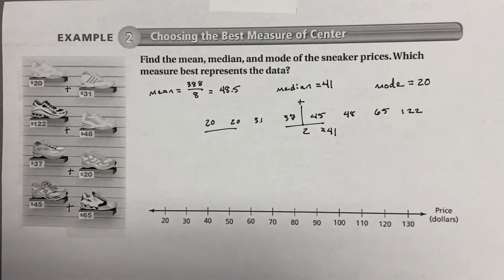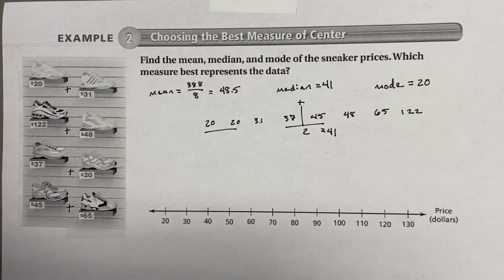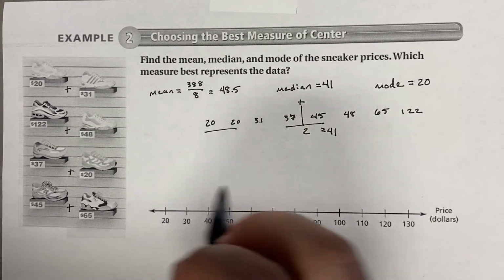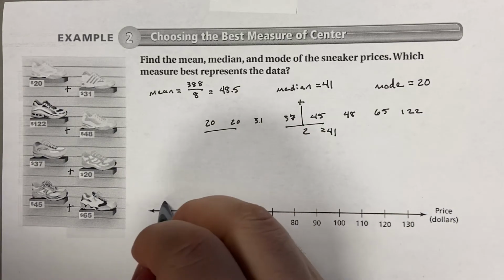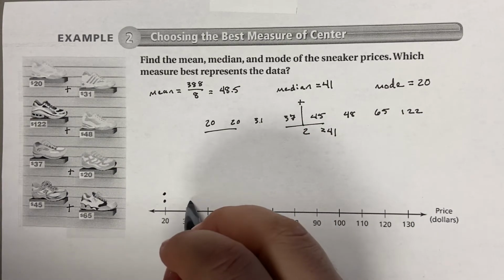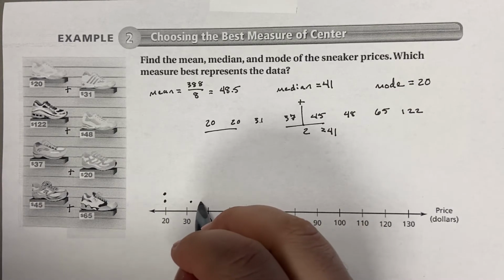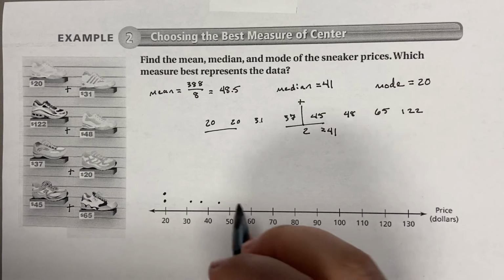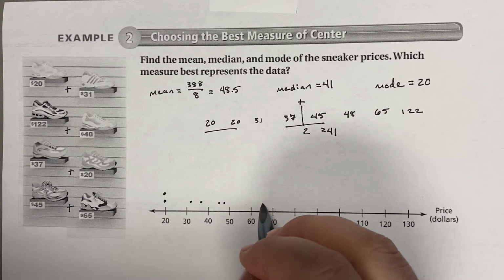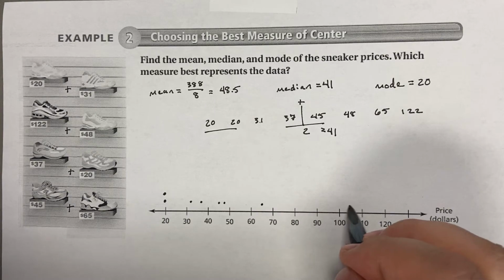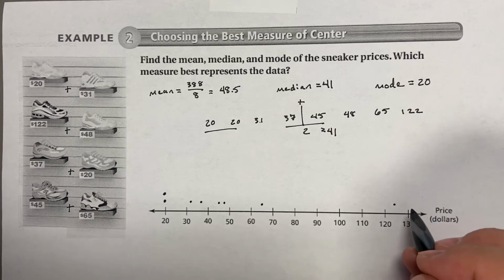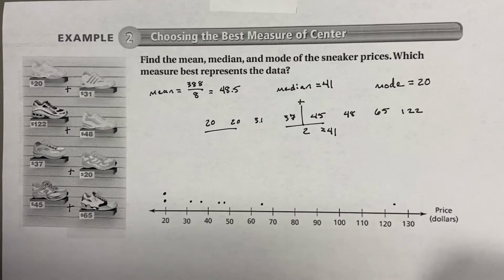Now that we have all of this, we can also graph and see what these look like on a graph. So again, our numbers are 20, 20, 31, about right here, 37, about right here, 45, about right there, 48, about right there, 65, about right here, and 122, somewhere over here. Now, this is a form of graphing. It's a line graph. We can use this to try and decide what is the better measure of center.